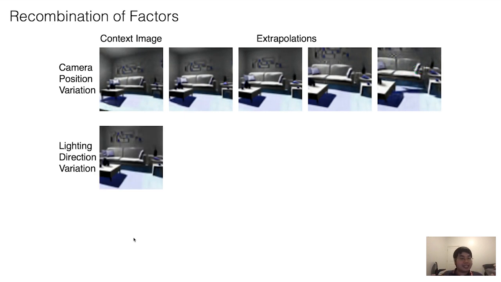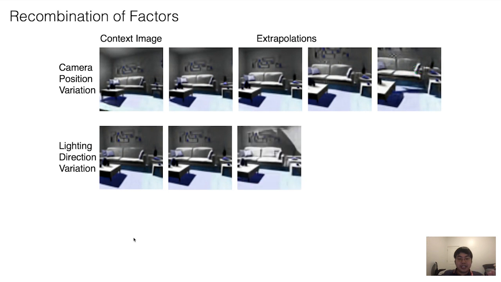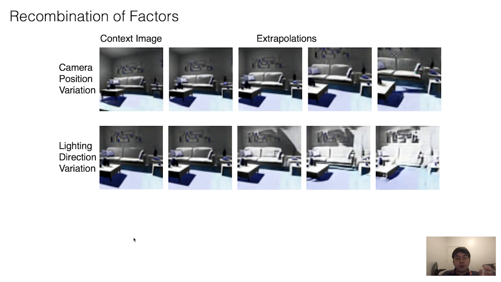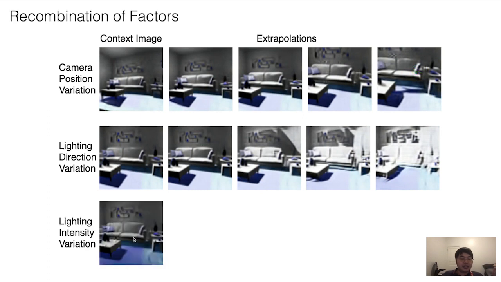We can do an analogous thing where we vary the energy function, which we posit to correspond to lighting direction, while fixing all other energy functions. By changing this energy function discovered in a completely unsupervised manner, we find that we are again able to consistently change the scene while keeping the camera position and the lighting intensity fixed.